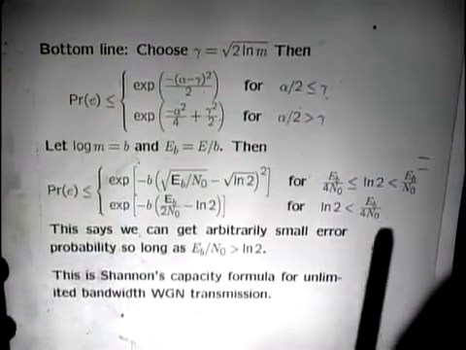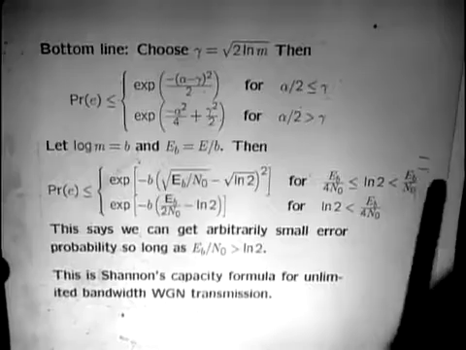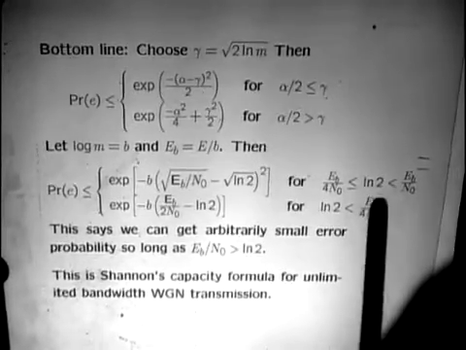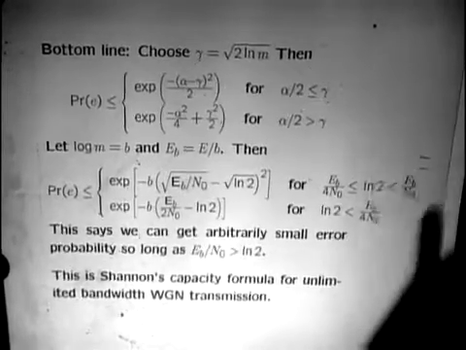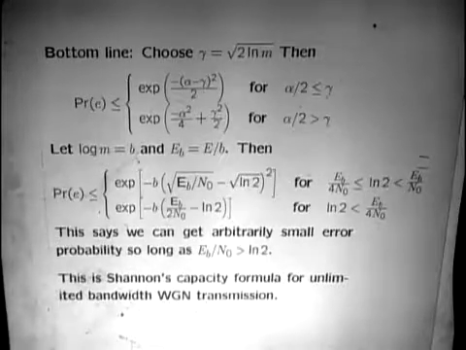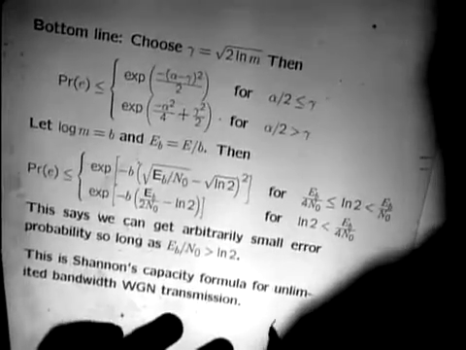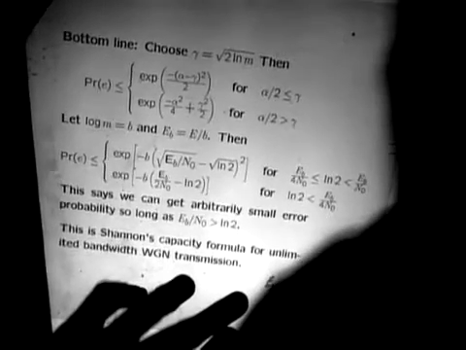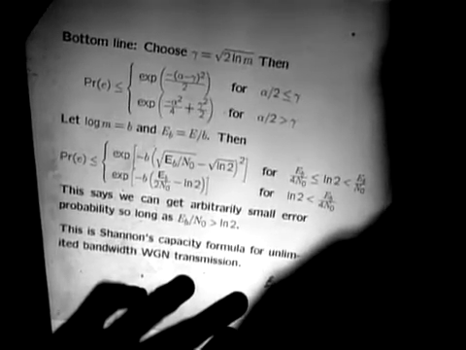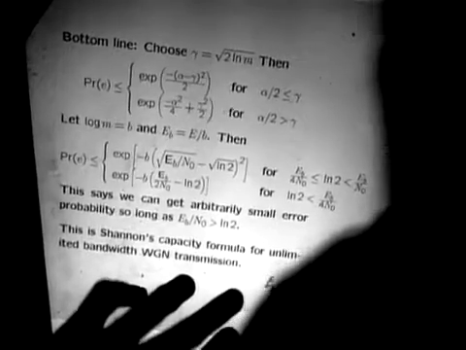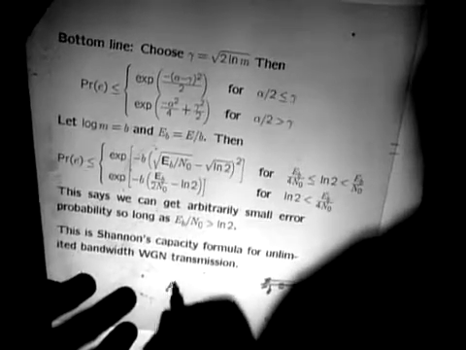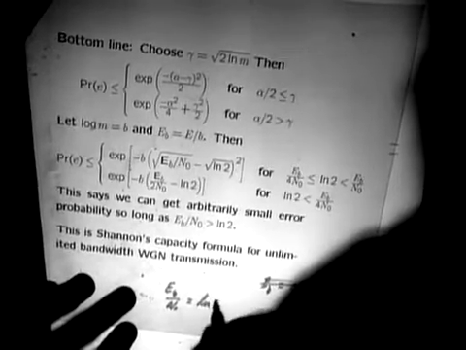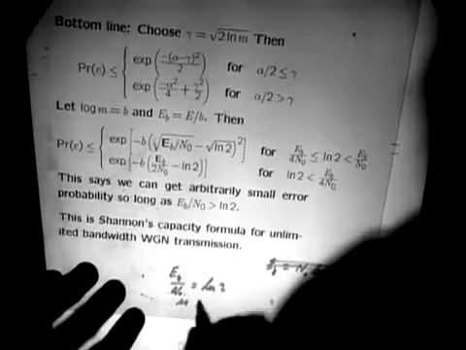This thing is valid anytime that EB over n0 is greater than natural log of 2. When EB over n0 is equal to log 2, that's the capacity of this channel, namely EB equals n0 log 2. Well, better to say it, EB over n0 equals natural log of 2 is capacity.